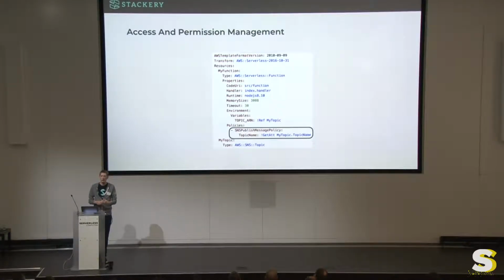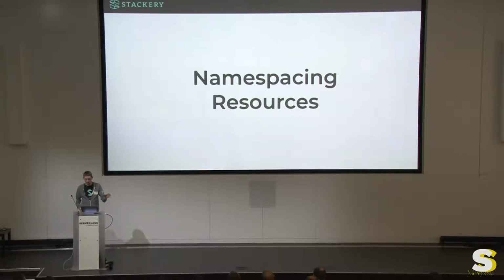So what we're seeing here is both a suggested way of creating a scoped down permissions policy, but also, as a purpose of this talk, you're starting to see how you can reference values of one resource from another resource. The topic is going to be created first because the function now has a dependency on that topic to get its topic name so that it can have the right permissions to it. So now we've kind of level set a little bit.